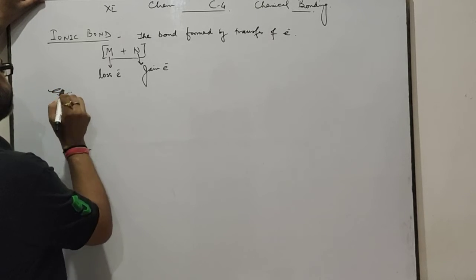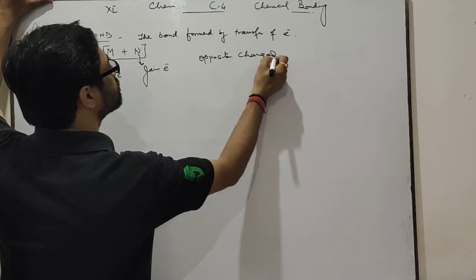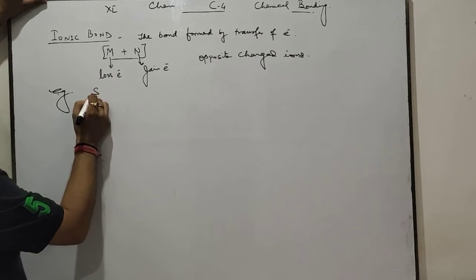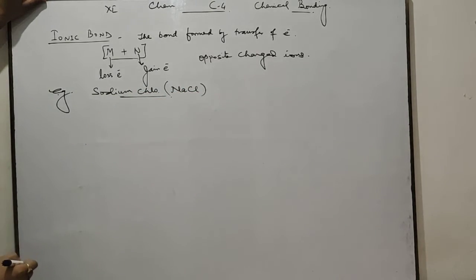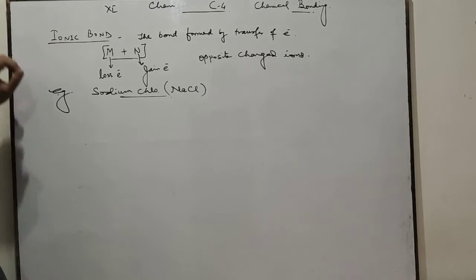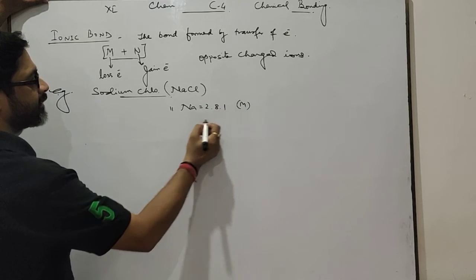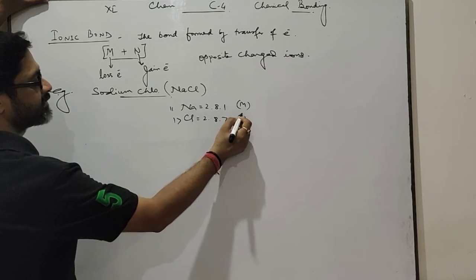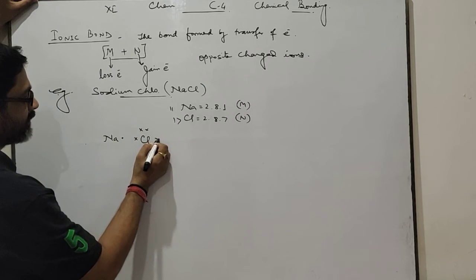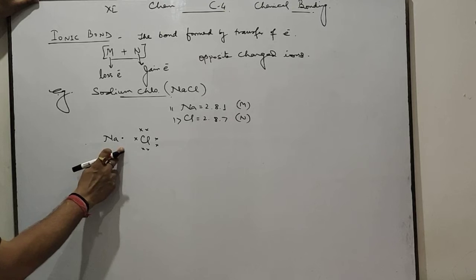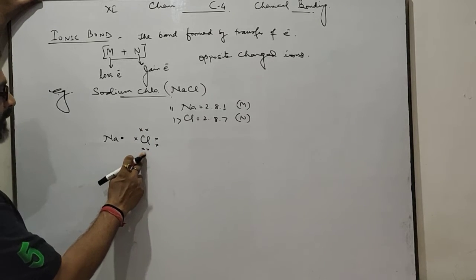For example, this bond is formed between oppositely charged ions. For example, sodium chloride. The formula will be NaCl. Why is the formula of sodium chloride NaCl? From this it is clear. Atomic number of Na is 11, configuration 2, 8, 1. This one is a metal. Atomic number of chlorine is 17, configuration 2, 8, 7. This one is a non-metal. Sodium contains 1 valence electron, whereas chlorine contains 7 valence electrons. I will indicate it like this. Sodium's electron is indicated by a black dot, whereas electrons of chlorine are indicated by crosses.